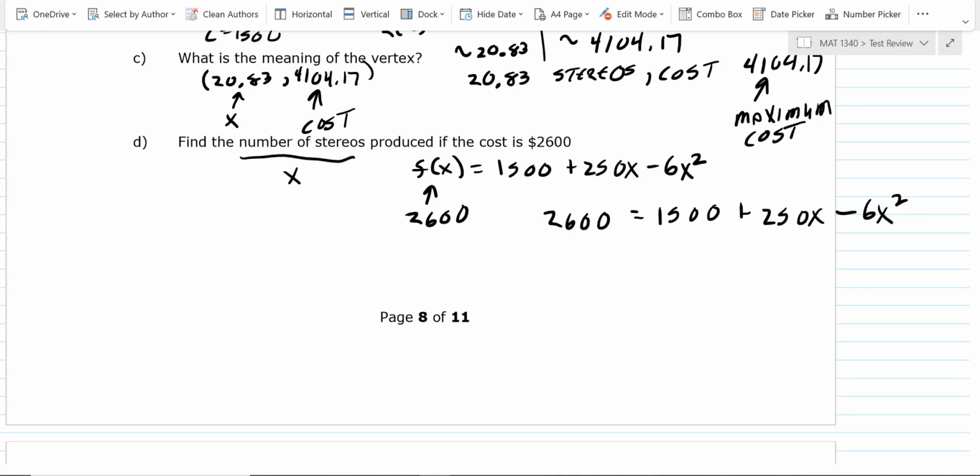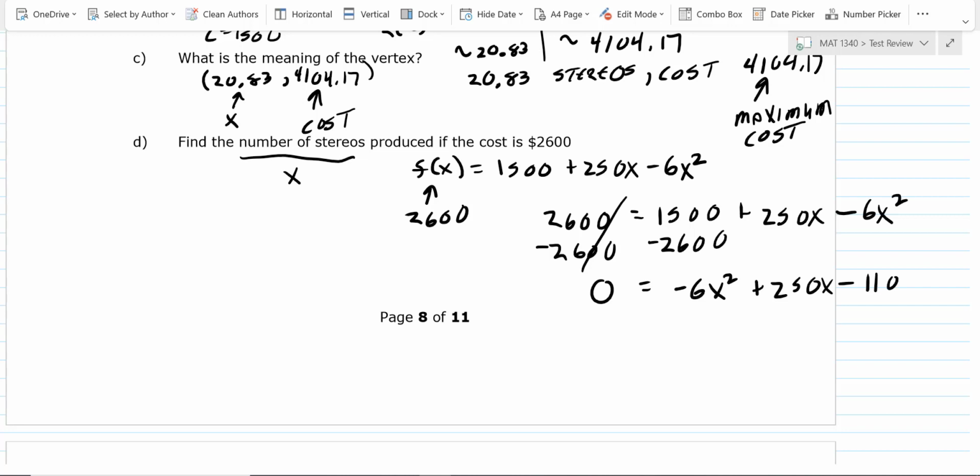Here we go again. One of the things I said, the most common thing that'll show up in this test is a quadratic equation. I've already solved probably 5 or 6 of them in here. So what do you do when you solve the quadratic equation? Well, you got to get one side equal to 0. So we definitely need to do that. And I'm just going to rearrange this. So I'm going to put the negative 6x squared and then the 250x, and then 1500 minus 2600 is negative 1100.